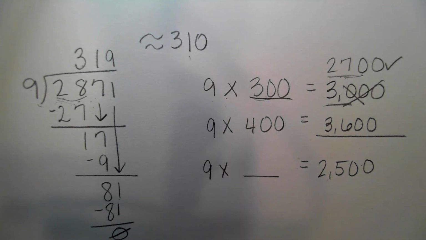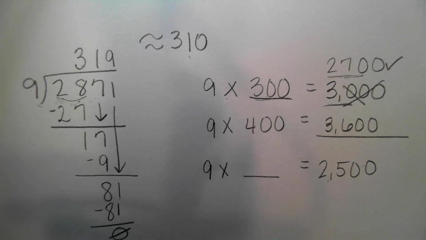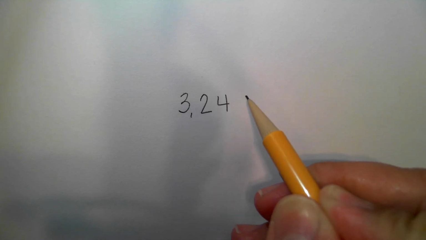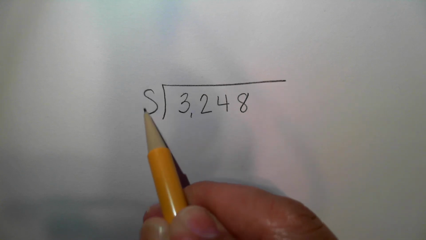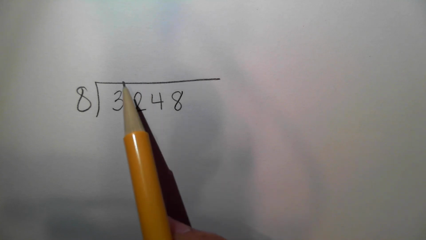Okay, let's do another one just so you can understand what it is that we're trying to do. And you can do it with me as I'm doing it so that you can practice. Let's try this one. What if I had a number like 3,248, and we said, let's go ahead and divide that by 8? What are some of the ways that you can estimate what the quotient is going to be?